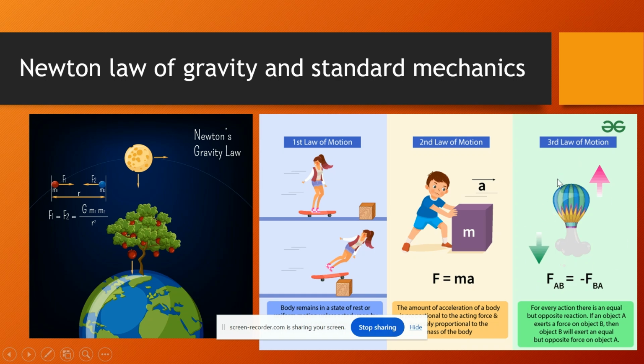And finally, the third law is action-reaction. It means that for every action there is a reaction. Or, in other words, let's assume that you are standing over the earth.